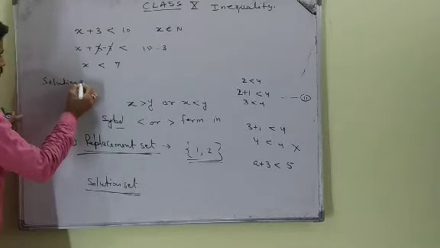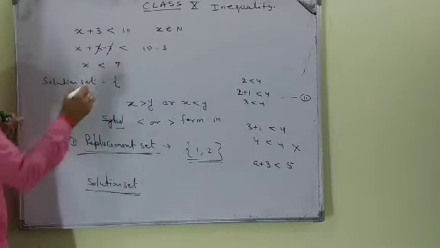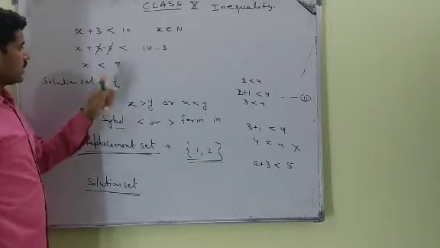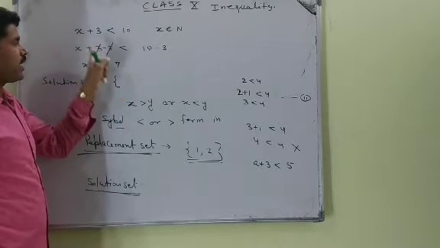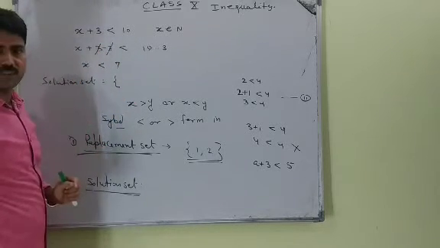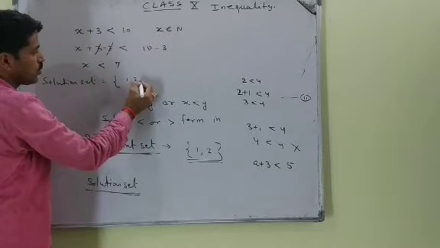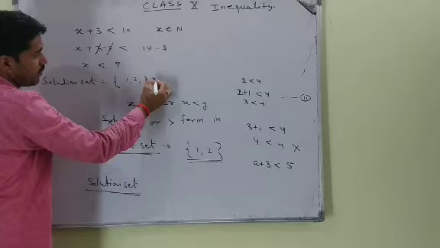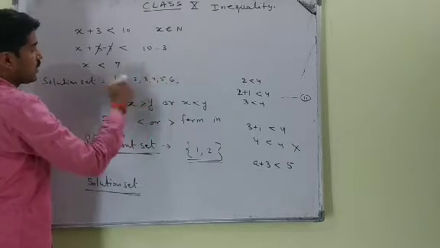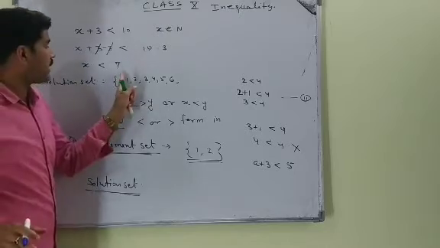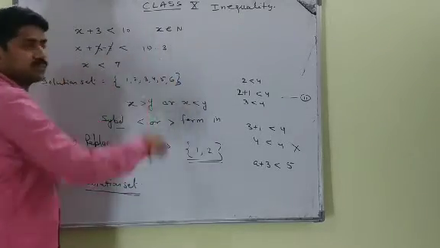Solution set means, because x is a natural number, the values which will replace x are 1, 2, 3, 4, 5, 6, but not 7, because the value of x is less than 7. So we will write only this.